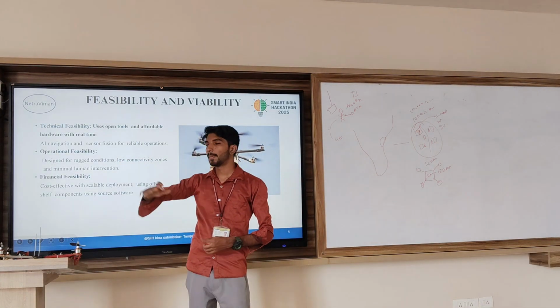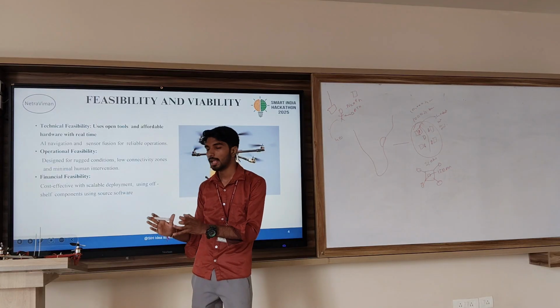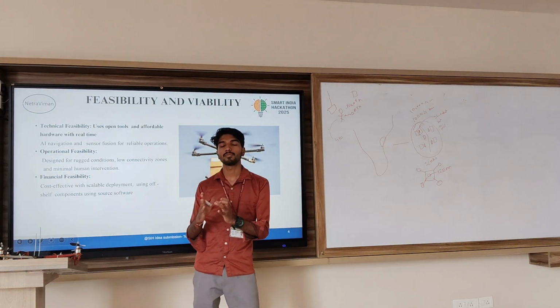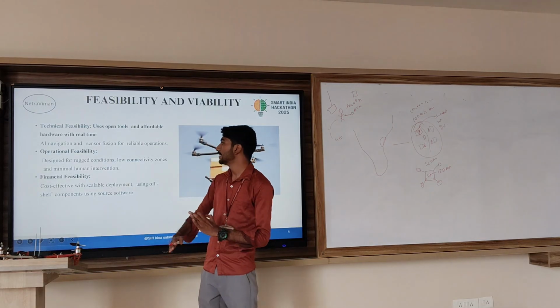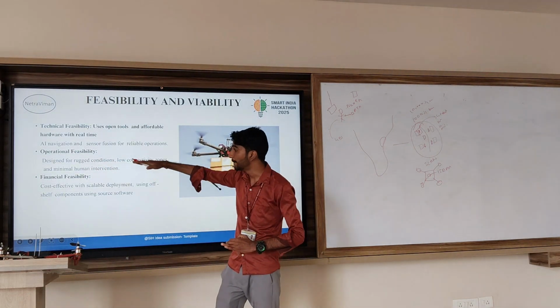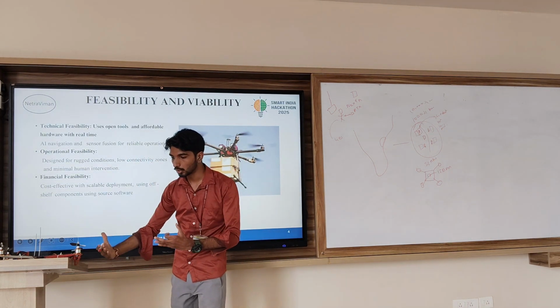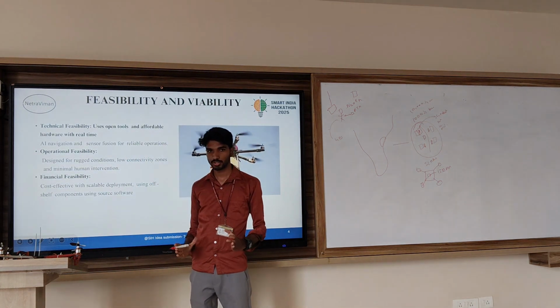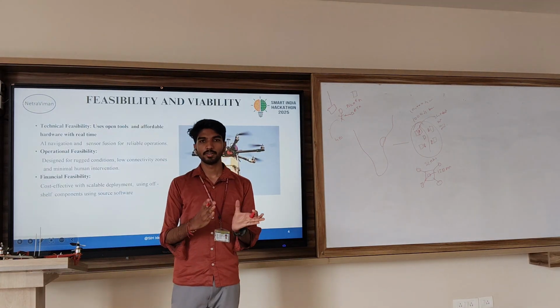So we'll be using multi-sensor fusion, so we'll be using many sensors in this, so we can make it reliable, more affordable and much more precise in navigating through those kinds of environments. Next, operational feasibility: design for rugged conditions, low connectivity zones, and minimal human intervention. So we are making the drone completely rugged, so it can go to any kind of operational situation which is required. It will go over there, it will detect and will come back.